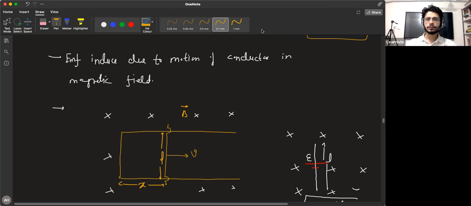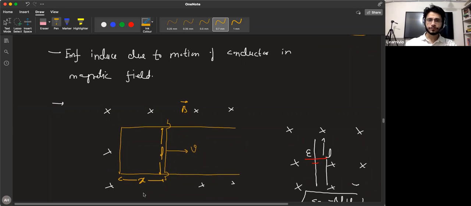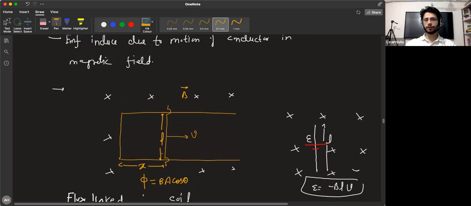Akshay, what is the formula for calculating flux? What's the formula for flux? Sir, did we do anything before this? No, nothing. That's the first topic. So the flux is B A cos theta. This is the expression of flux. So the flux linked with this coil is B A cos theta.